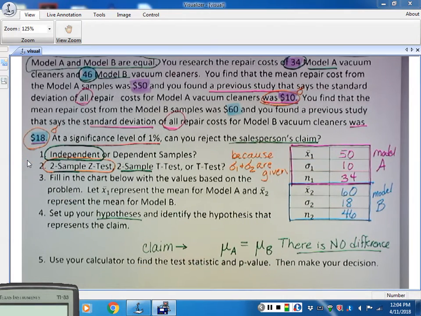mu sub A is equal to mu sub B. There is no difference. Now, if we're going to be able to reject that claim, then what would our claim be? The mu is not equal. Now, they're not equal.